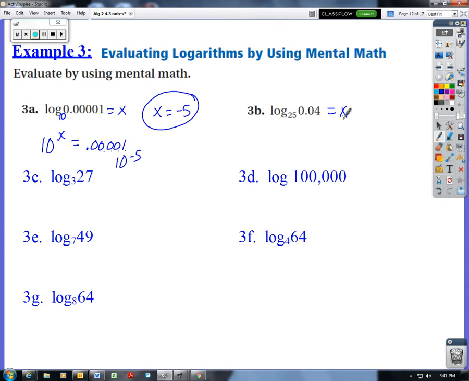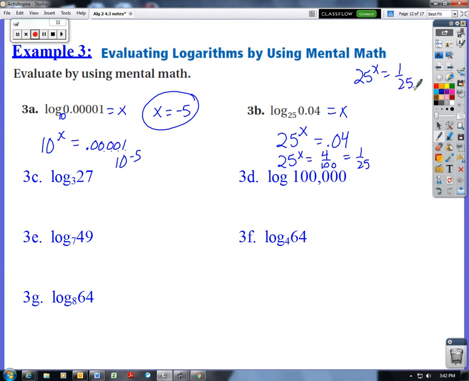Okay, x. So 25 to what power equals 0.04? Well, maybe I need to rewrite 0.04 as a fraction. 4 100ths, how about? Okay, I can reduce that. That's 1/25. No, now I'm getting somewhere. So 25 to the x is 1/25.